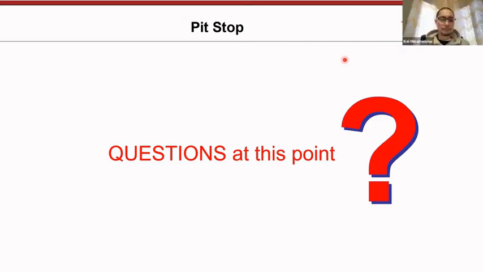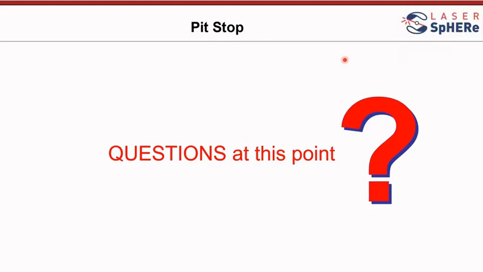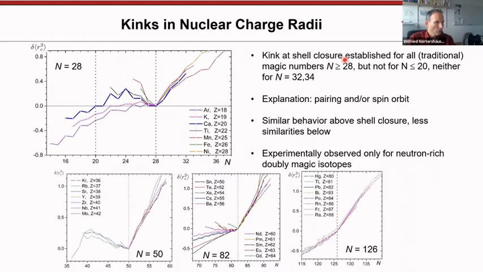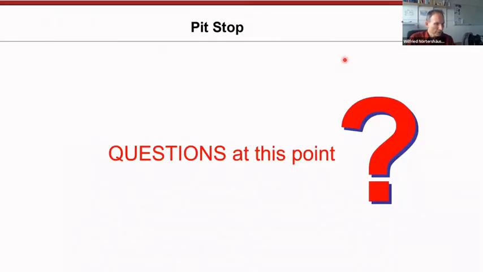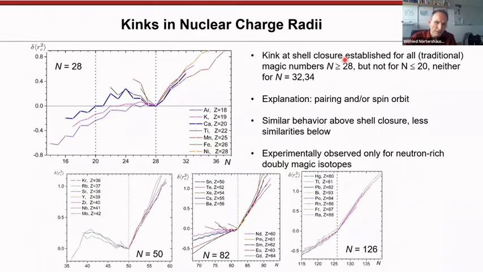Thank you. All right. Any other question on this part? Then let me just show four slides on the N equals 28 shell closure.